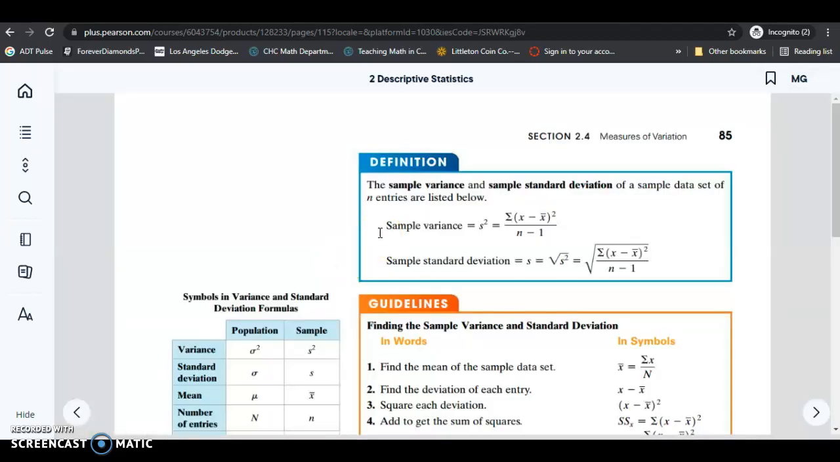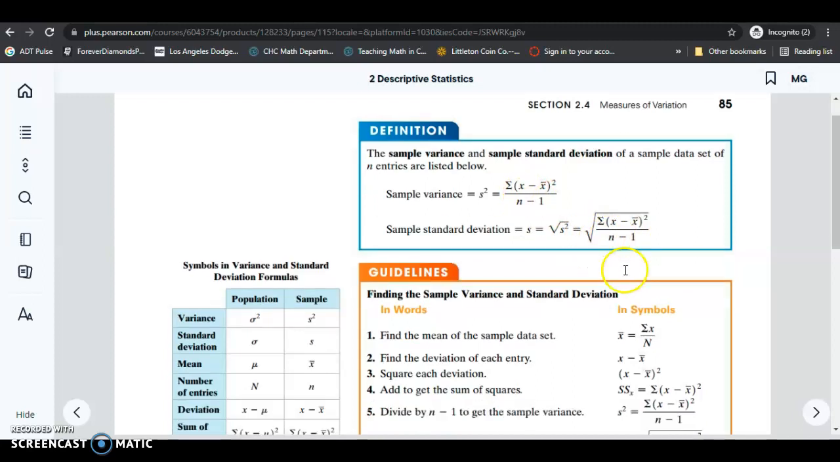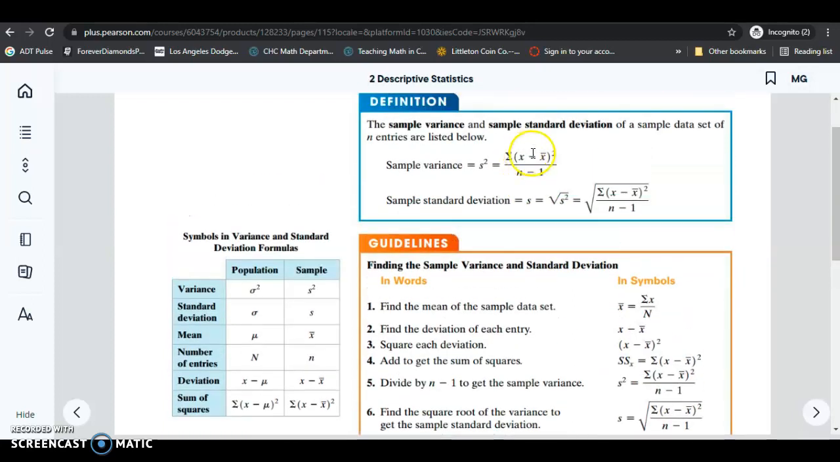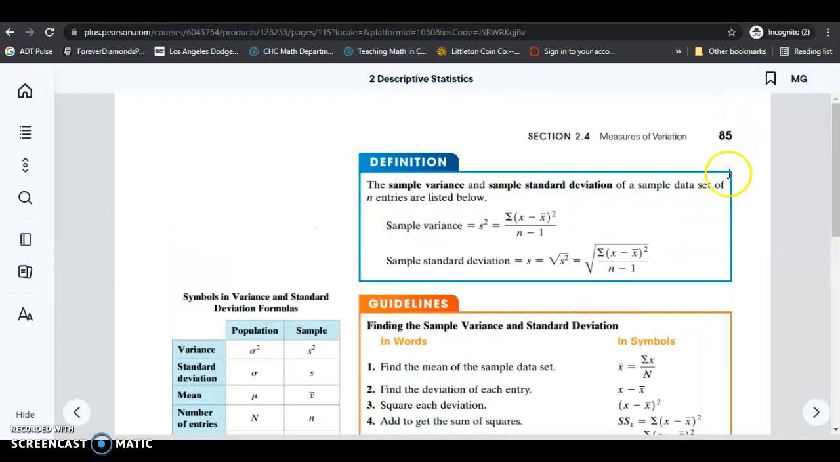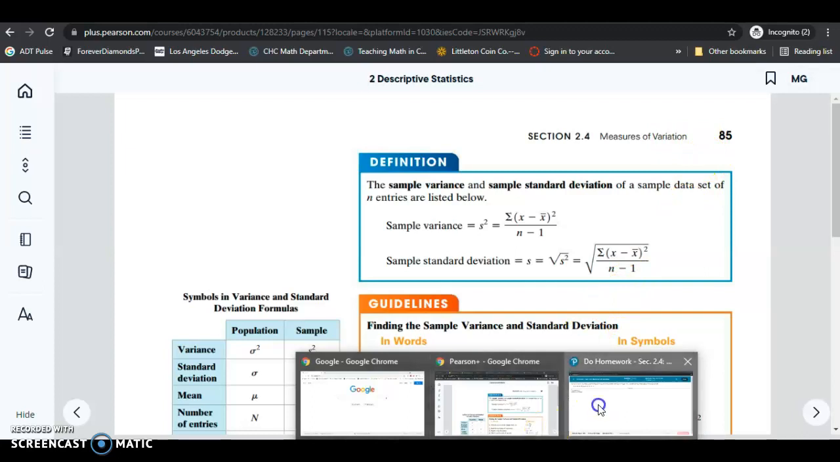So since we're most likely to have a sample of data rather than data from an entire population, what we're going to focus on is calculating what's called the sample variance and the sample standard deviation. Now, we're not going to use these complicated formulas, so what we're going to do instead is use StatCrunch. But if you want to know how this works out by hand, you can follow these steps on page 85. Okay, so let's go back to the problem.